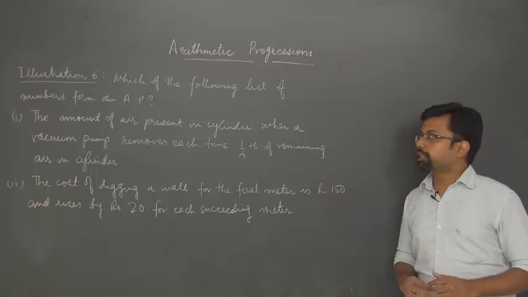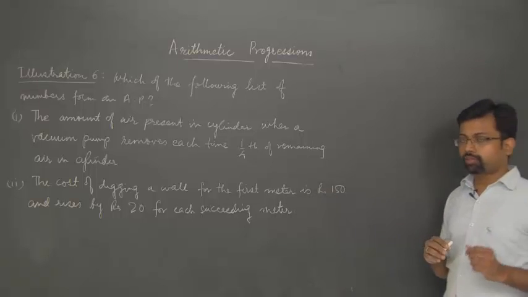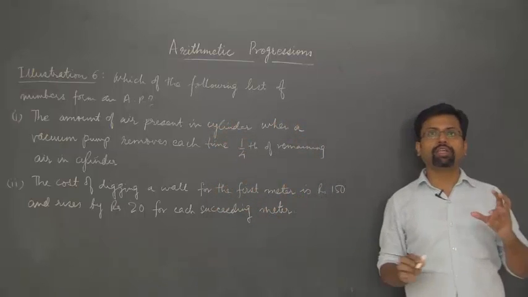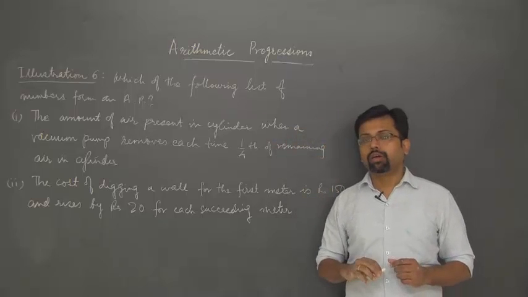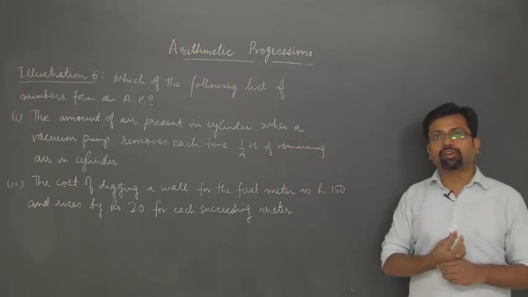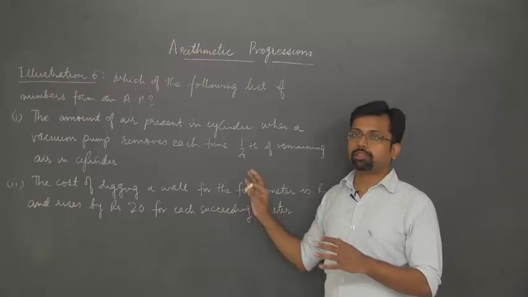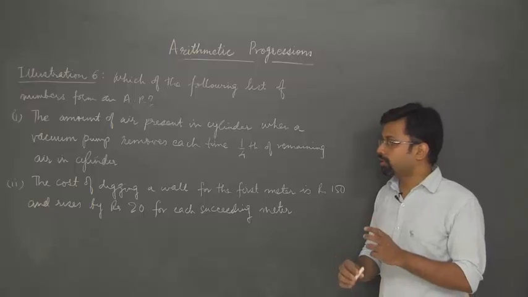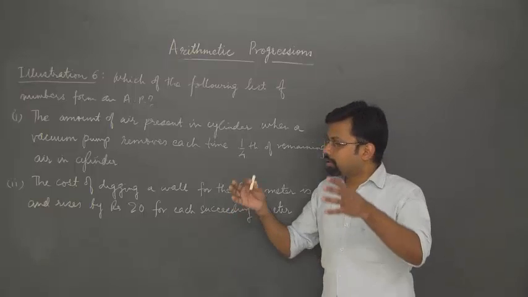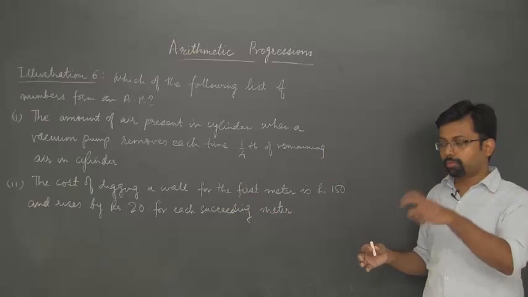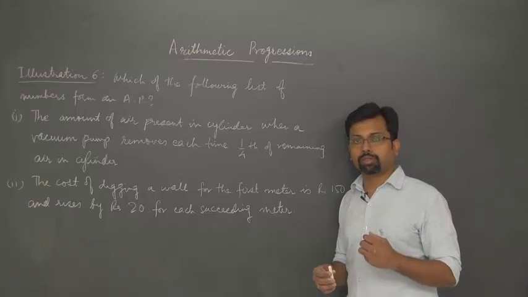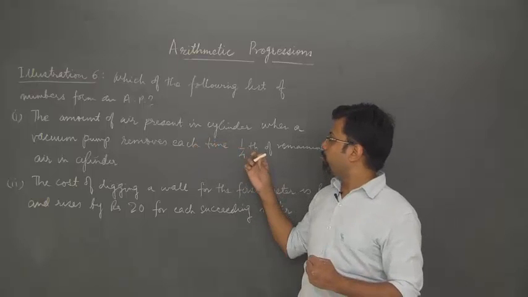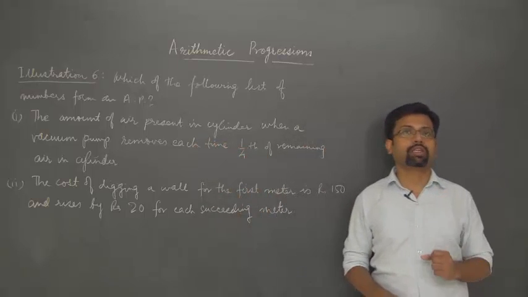Now let us see this next illustration, which is quite an interesting one. We have to find out from a given set of real life situations whether the mathematical relation that we can obtain from a given circumstance is an AP or not. So the first situation is that there is an air cylinder present, and you put a vacuum pump to take out the air from it. Whenever you use the vacuum pump, it removes 1/4 of the air that remains in the cylinder.